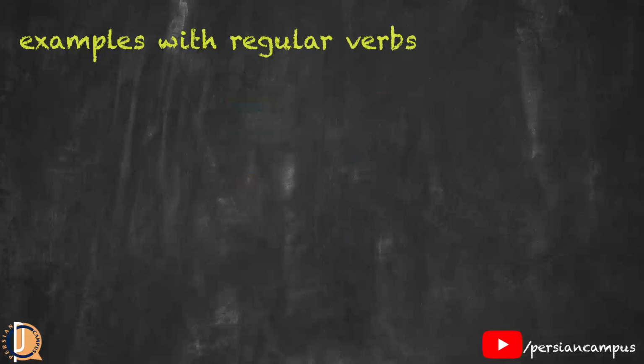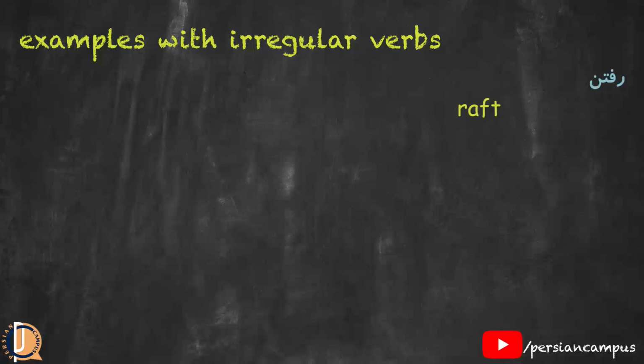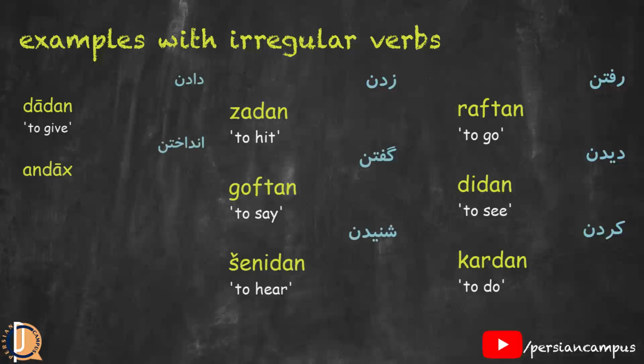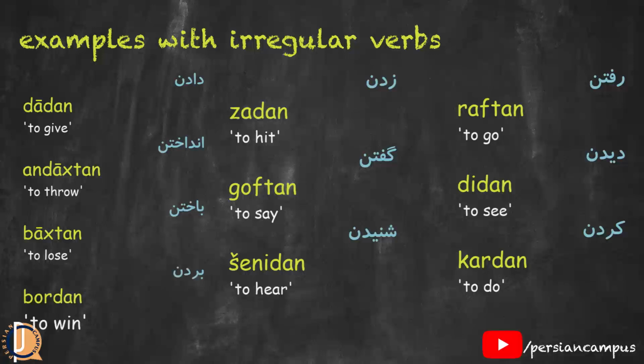بوس. Now let's see some irregular verbs in their infinitive forms. رفتن، دیدن، کردن، زدن، گفتن، شنیدن، دادن، انداختن، باختن، بردن. With these verbs, if you remove the infinitive and the past marker, what you will have is not the pure present stem. You have to memorize their present stems or do the changes to gain the real present stem. Then you can add the endings and then conjugate them.